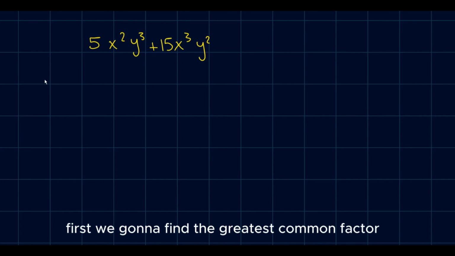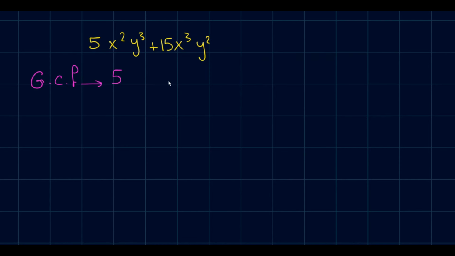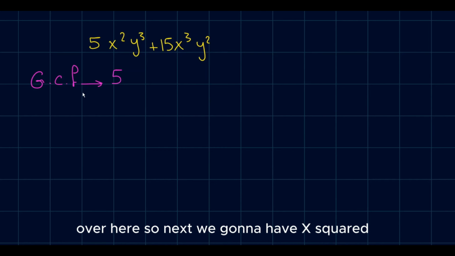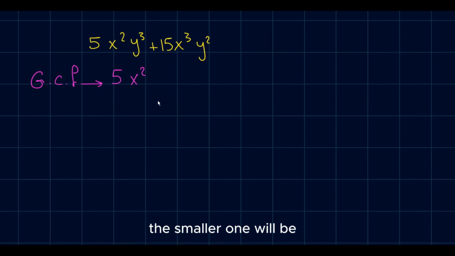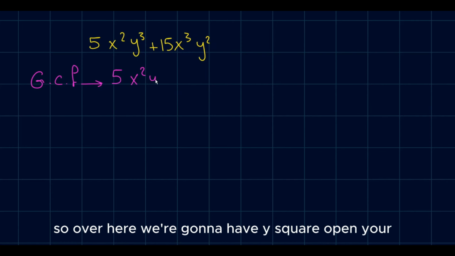First, we're gonna find the greatest common factor. 5 is common between the two terms. Next, we have x squared and x power 3, so the smaller one is the greatest common factor over here. So next, we're gonna have x squared. We have then y power 3 and y power 2. The smaller one will be the greatest common factor. So over here, we're gonna have y squared.